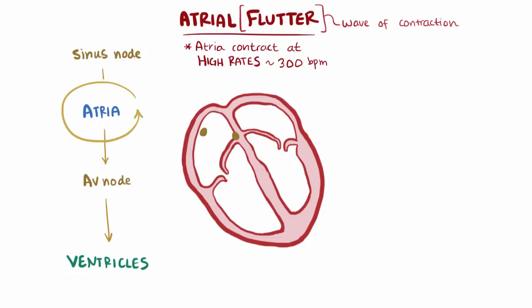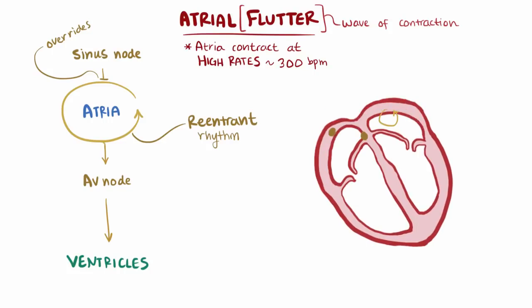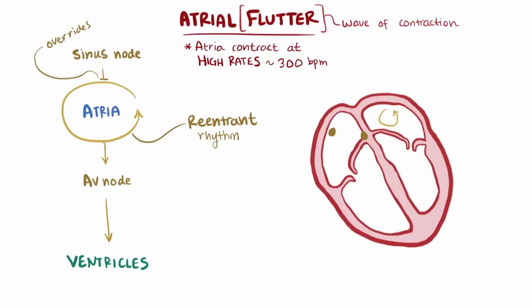With atrial flutter, a reentrant rhythm starts in either the right or the left atrium. Reentrant signals loop back on themselves, overriding the sinus node and setting up an endless cycle that causes the atria to contract again and again and again, at really fast rates.